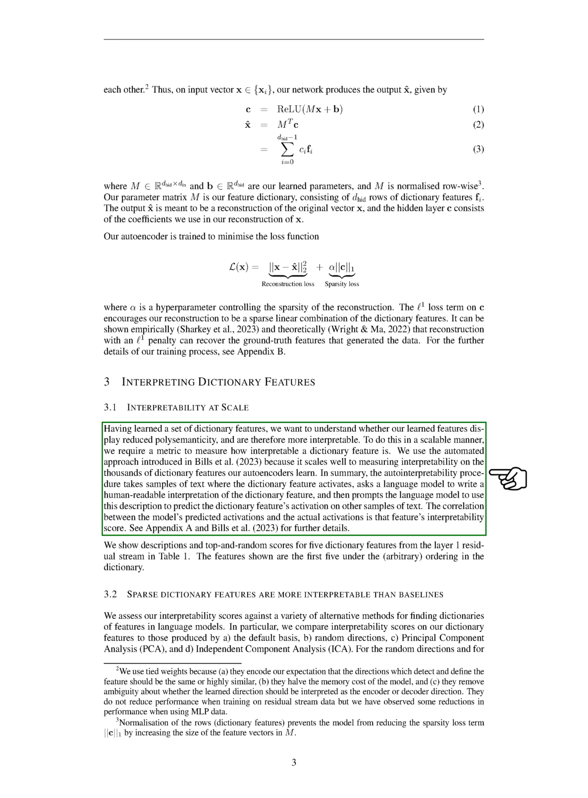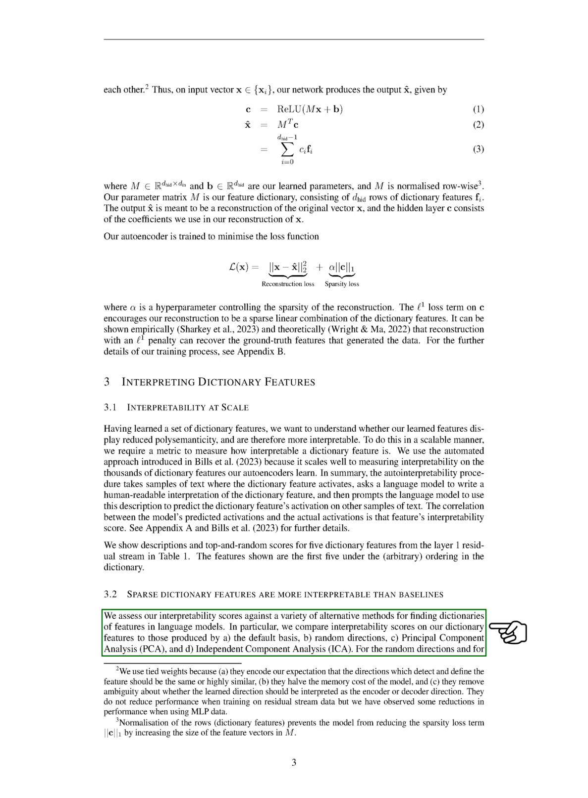In simple terms, this method involves taking samples of text where the dictionary feature is active, asking a language model to provide a human-friendly interpretation of the feature, and then using this interpretation to predict the feature's activation on other text samples. The degree of correlation between the model's predicted activations and the actual activations gives us the interpretability score of the feature. We've compared our dictionary features with other methods for finding features in language models, such as the default basis, random directions, principal component analysis, PCA, and independent component analysis, ICA.